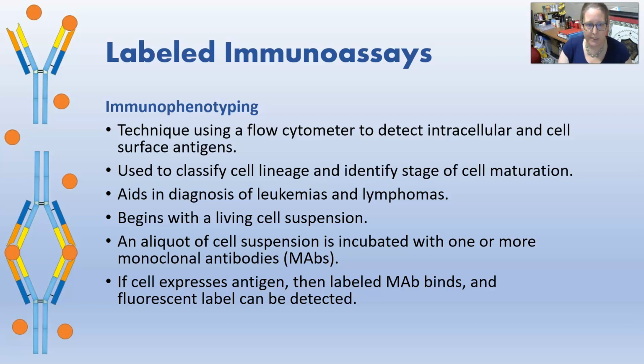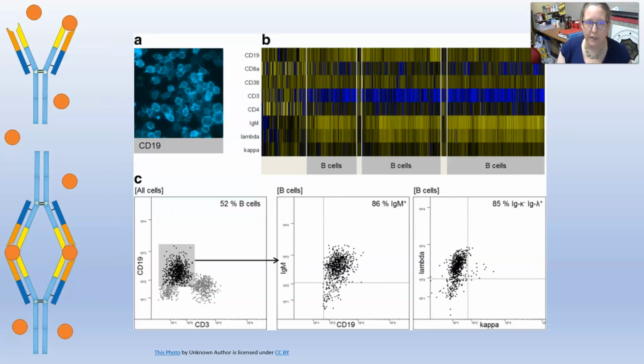It begins with a living cell suspension, and then an aliquot of cell suspension is incubated with one or more monoclonal antibodies. If the cell expresses the antigen, then the labeled monoclonal antibody will bind and the fluorescent labels can be detected. This is an example here looking for the CD19 marker. If it is present, the cells glow, showing its presence, and then there's other ways where the signals can be detected here, and graphed, etc.